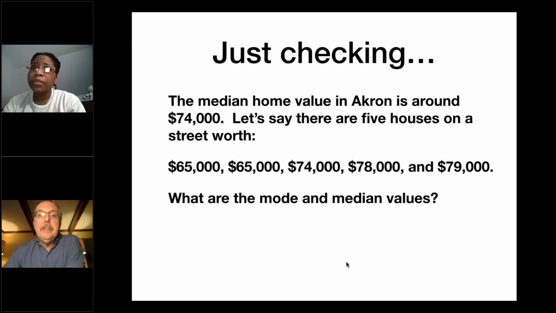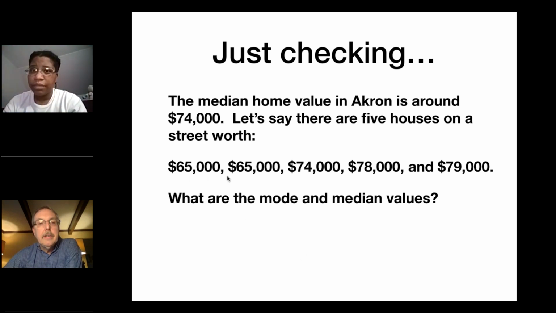Look at this case. And this is an actual number. The median home value in Akron is around $74,000. So let's say that on one particular street, there's 5 houses. And the 5 houses are worth $65,000, $65,000, $74,000, $78,000, and $79,000. So first, just looking at that list, what would be the mode of that list? What number shows up the most?